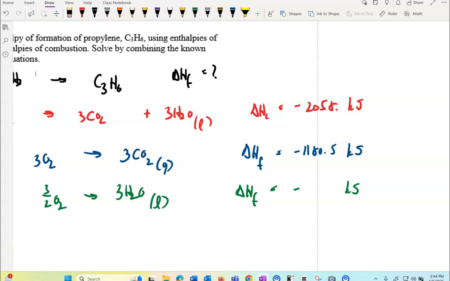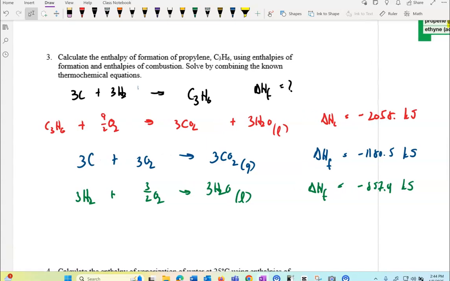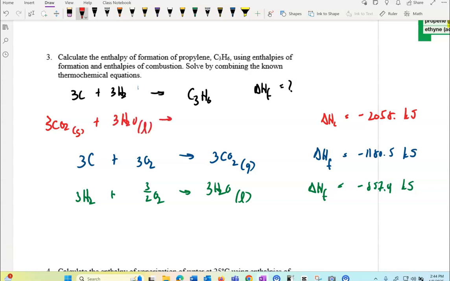This is now negative 857.4. The last thing I need to do is take this combustion equation and flip it around backwards so that the C3H6 lines up on the right side. So we're going to say 3CO2 plus 3H2O yields 9/2 of an O2 and C3H6, and that means we're going to flip the sign of the energy change as well. All right, let's see if it lines up.